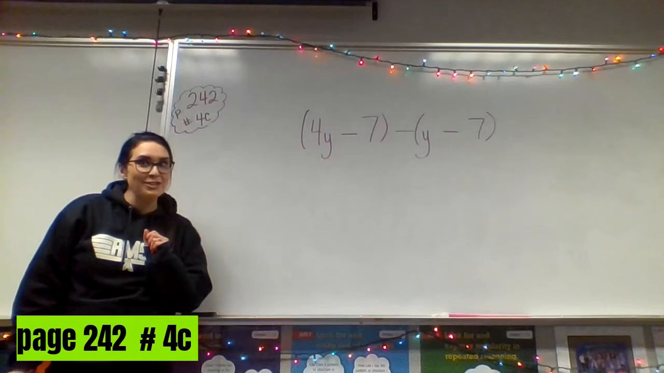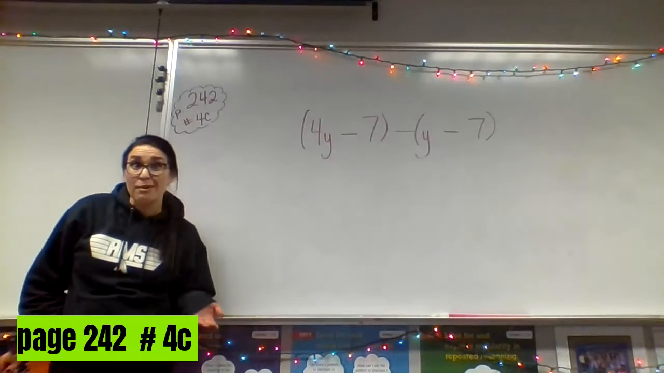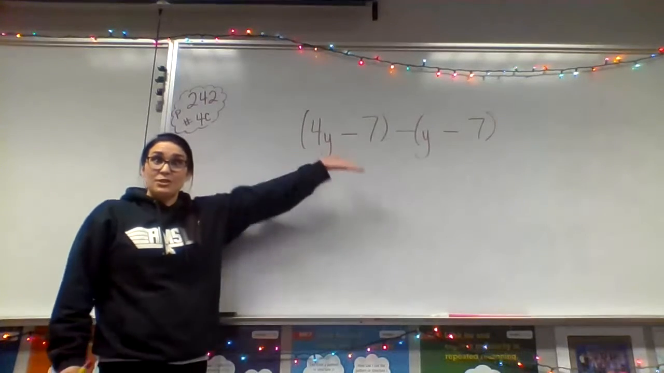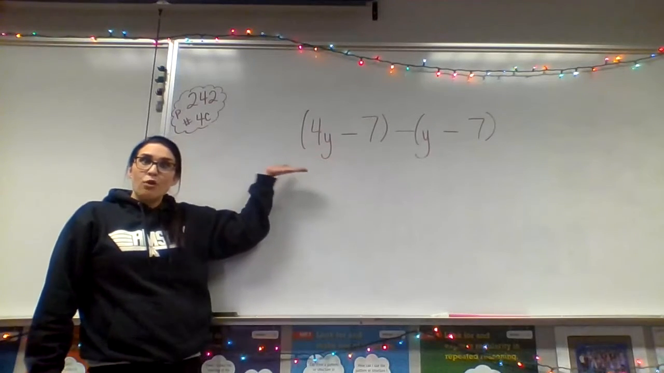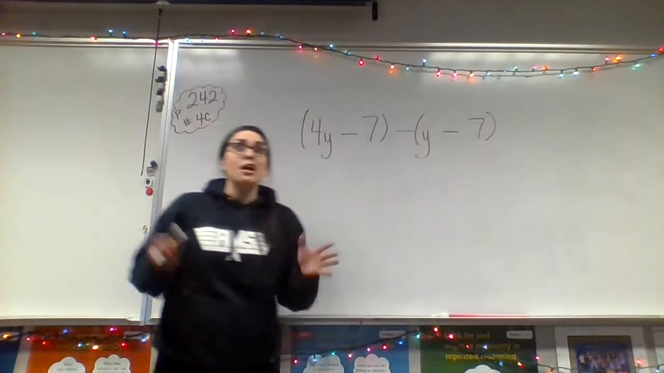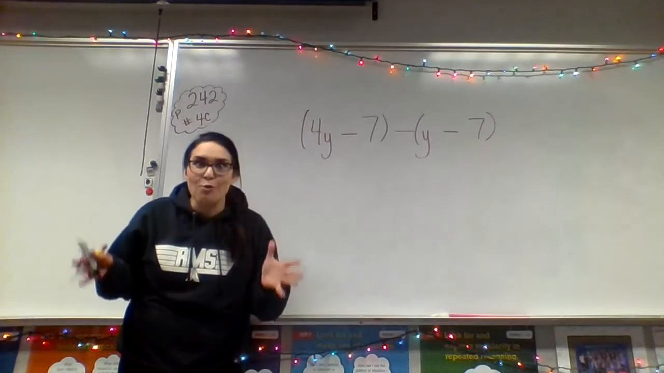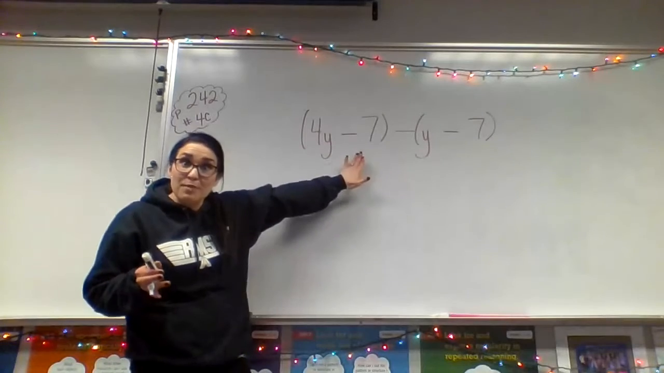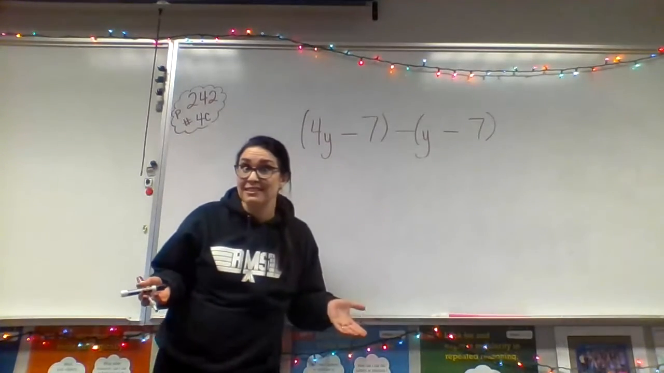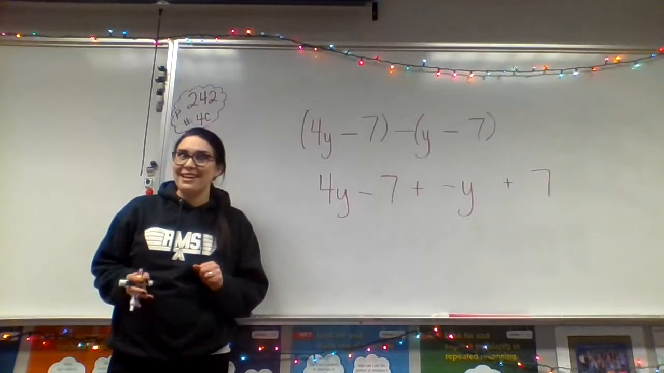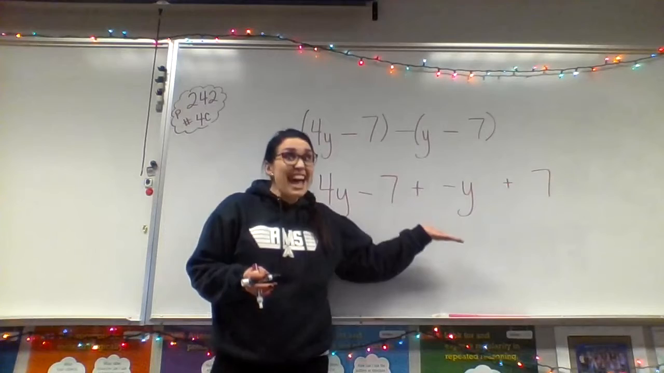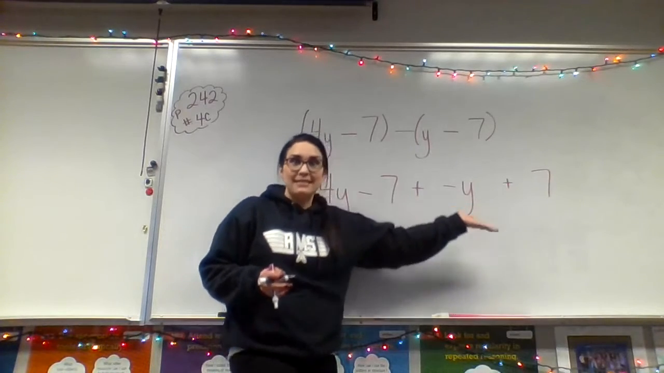Next, still on page 242, still on problem number 4, but now part C. So we start with these two parentheses, 4y minus 7 minus y minus 7. So do you know what it will look like once we've distributed that negative 1 throughout this second set of parentheses? So once we've distributed that negative 1, we'll have 4y minus 7 plus negative y plus 7.